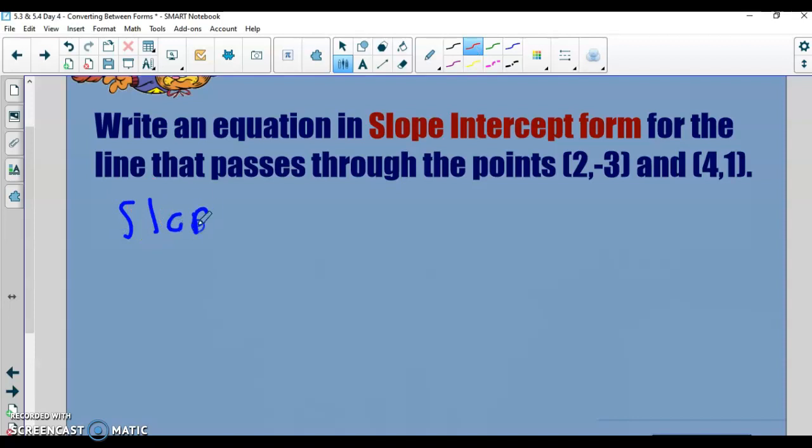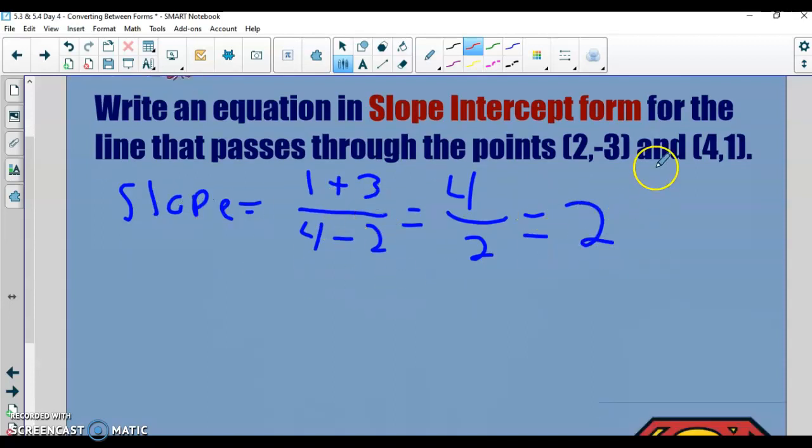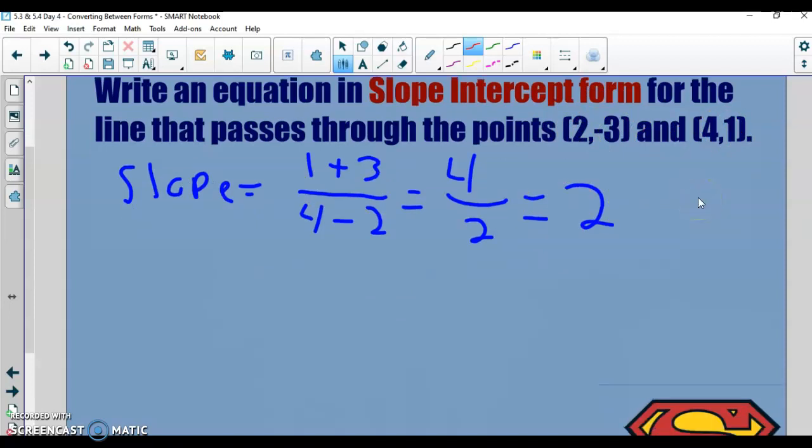So slope equals 1 minus -3, which will be a plus 3, over 4 minus 2, and we'll get 4 over 2, which simplifies to just 2. Alright, so now we have our slope, and we also have 2 points up here. So we can put this in point slope form.